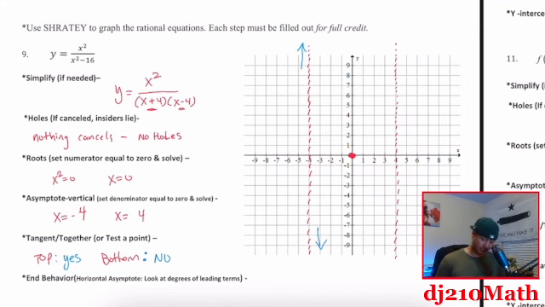Now, is it like this? Or is it like this? At the moment, we don't know, but we'll be able to figure that out here in a second. So this means that they're going to go opposite.